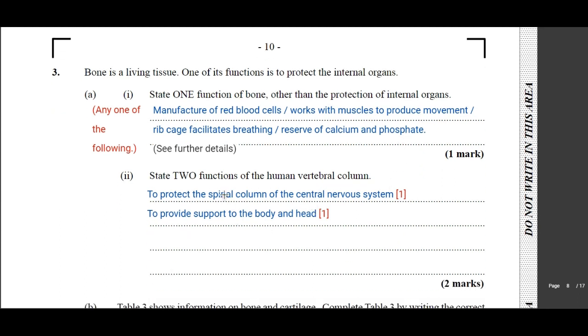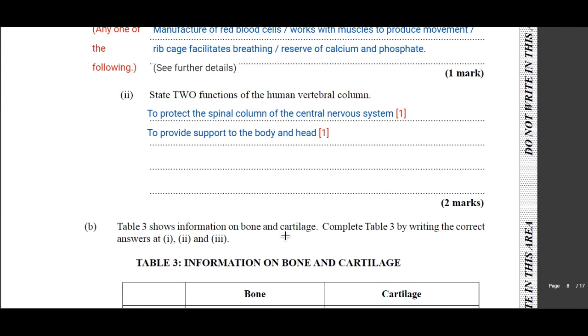Then we go to functions of the human vertebral column. That's one a little more straightforward. You're protecting your spinal column, right, of your central nervous system, and you are providing support to your body and to your head, right? It's like the central point of your body's framework, right? Then we go to table. We have a table to fill out. So we have to complete by writing the correct answers in 1, 2, and 3. And it's giving us information on bone and cartilage.